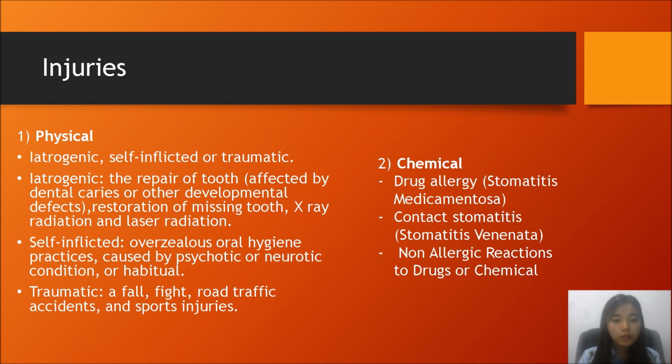Now I will be talking about the types of injuries. First is the physical injuries and second is the chemical injuries. Under physical injuries, they might be due to iatrogenic, self-inflicted, or traumatic causes. Under iatrogenic cause, it might be due to the repair of tooth, restoration of missing tooth, X-ray radiation, or laser radiation. Under self-inflicted causes, it might be due to overzealous oral hygiene practices, which are caused by psychotic or neurotic conditions, or any habits. Under traumatic causes, it might be due to a fall, fight, road traffic accidents, and sport injuries.